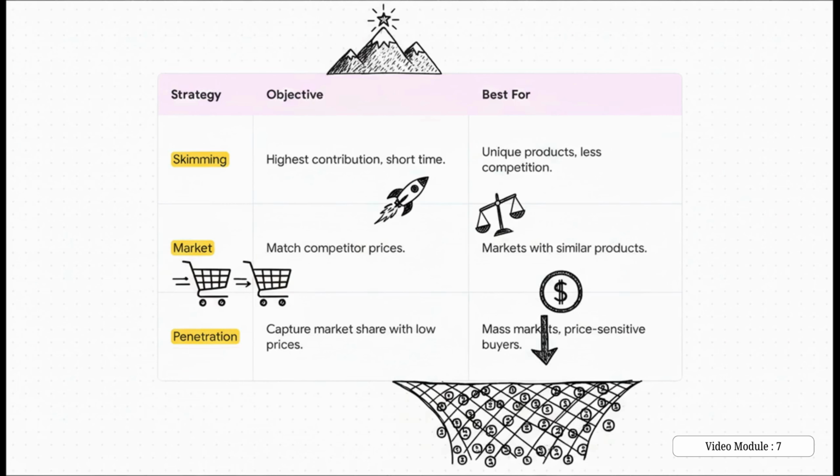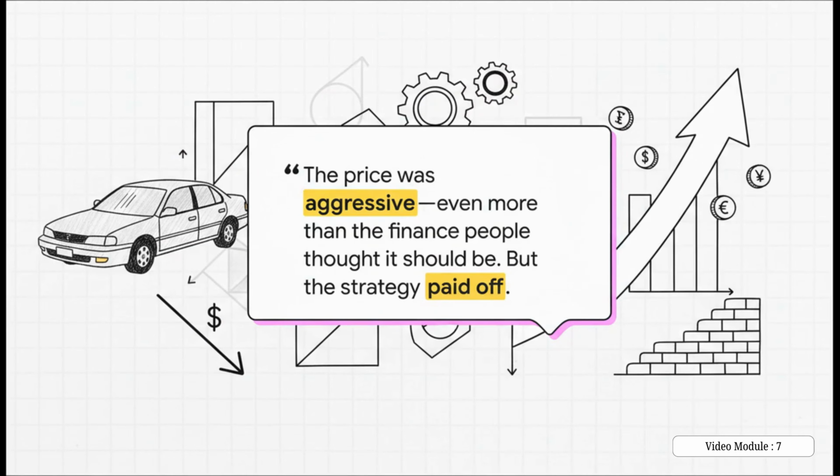There's skimming, where you start with a high price for a new, unique product. There's market pricing, which is basically just matching what your competitors are doing. And then there's penetration pricing, where you come in with a low price to grab a big piece of the market fast. A great real-world example of this is what Nissan did with their Altima car in the 90s. They launched it with a super aggressive penetration price, way lower than the competition. It was a huge risk, even their own finance team was nervous, but it absolutely paid off, helping them break into a really tough market.